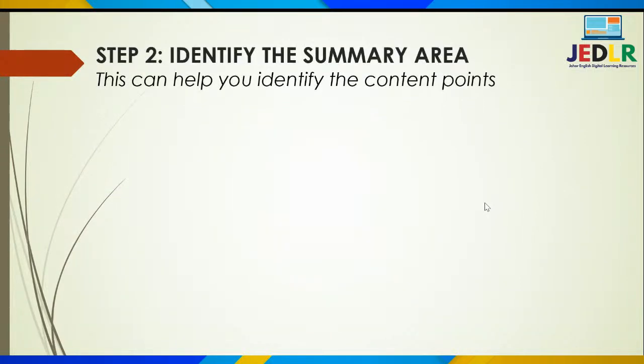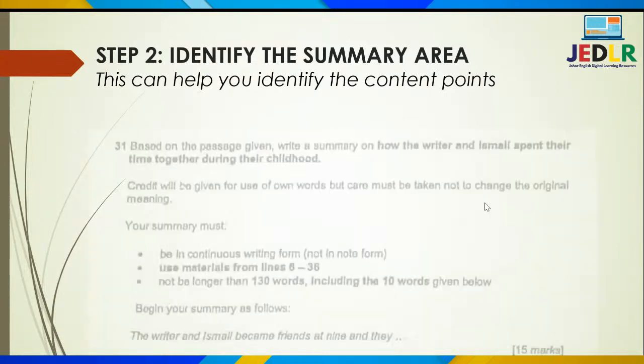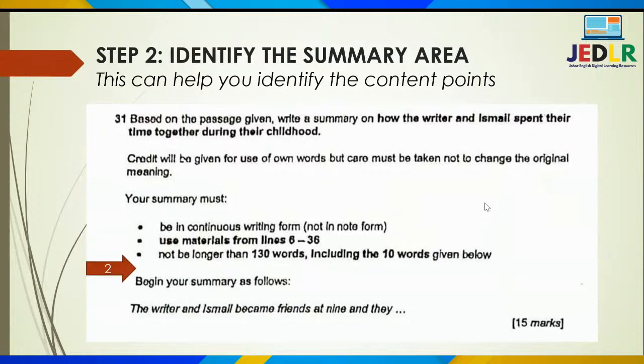Okay, so step 2. So now we have reached step 2. You have to identify the summary area. Cikgu, apa maksud dia summary area? Okay, summary area means, when you have your question, the second bullet point here, your summary must use materials from lines 6 to 36. You have to highlight that part, make sure you only find content points from that particular summary area. You don't find from line 1 to 5 or 37 onwards. There will be no points there.